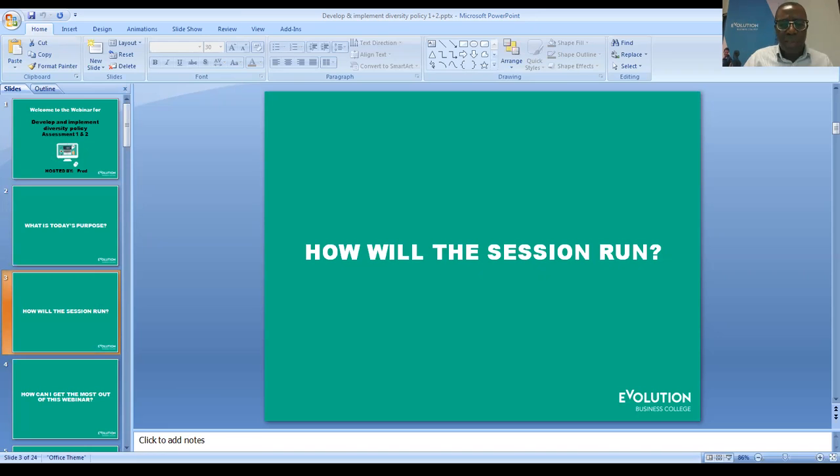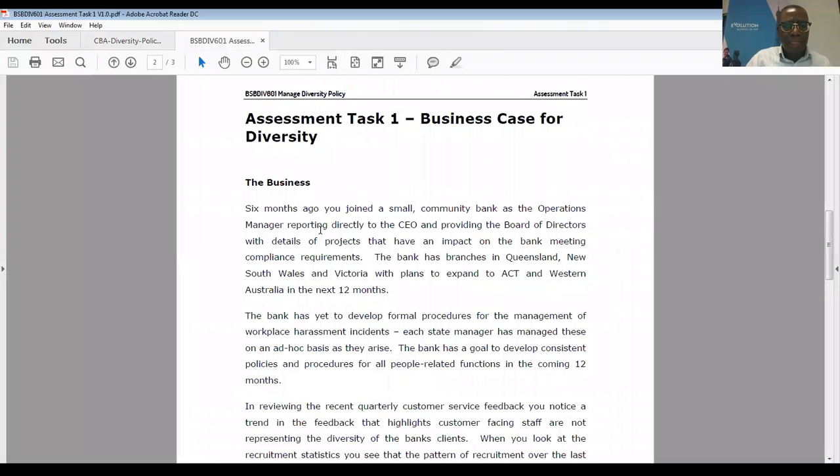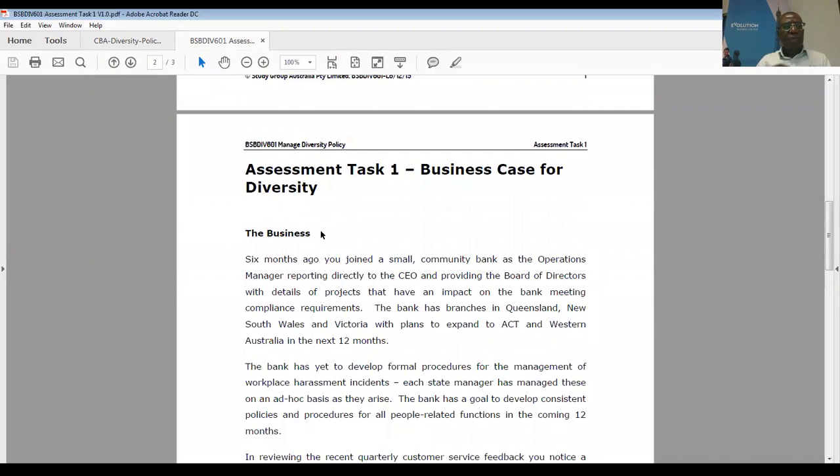So the first place I'm going to take you to is the assessment question. Let's go to the assessment question that we have. In this assessment task 1, the business case for diversity.